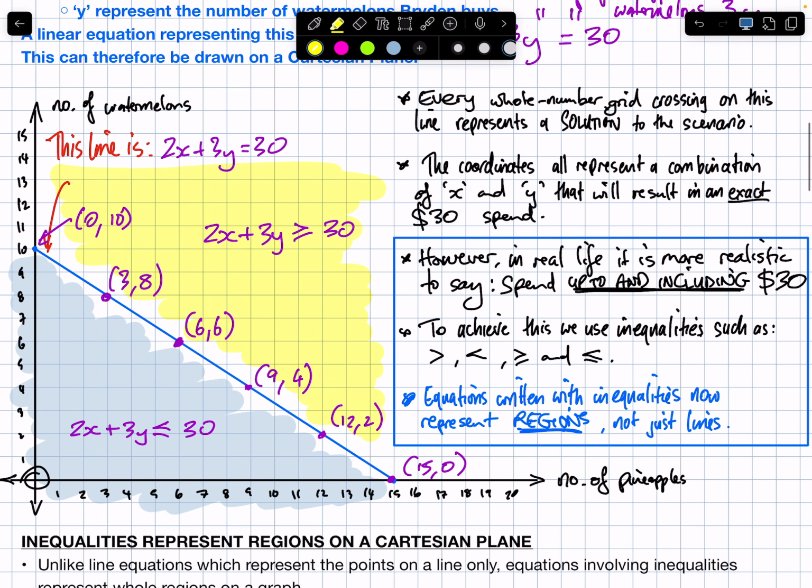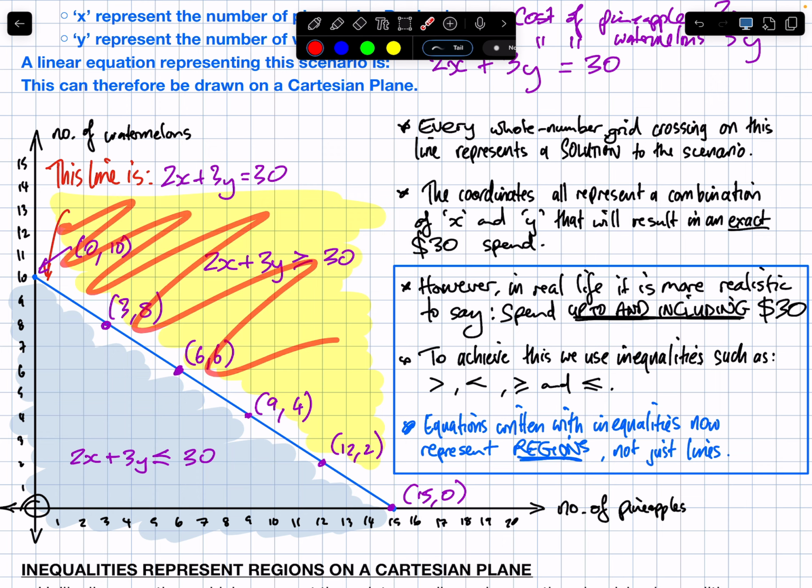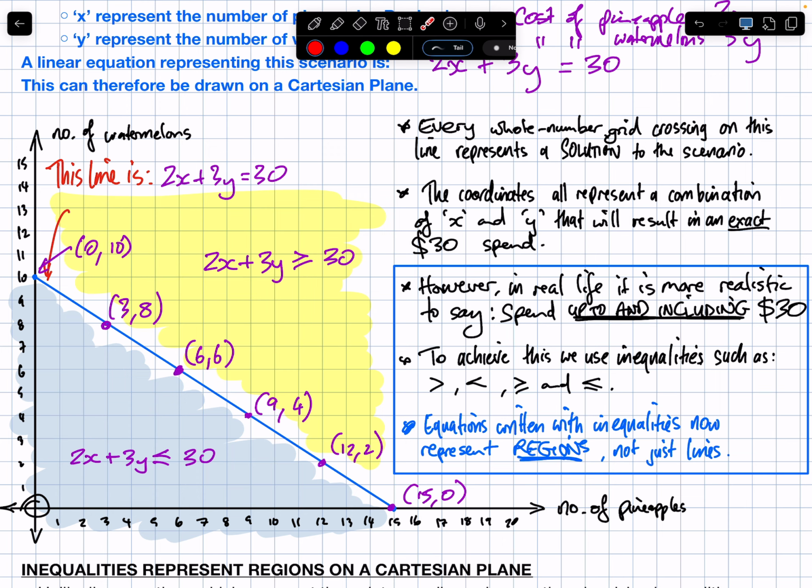Which of those regions makes most sense for Bryden? He's got $30 to spend. So can he spend more than 30 or can he spend less than 30? Less than 30. So after you've done 2A1, your exercise is all going to be about regions where you're representing real life, okay? He could spend up to and including $30. What does this line represent? This line represents spending exactly $30. If I've got any points in this yellow area, I'm spending more than $30, okay?